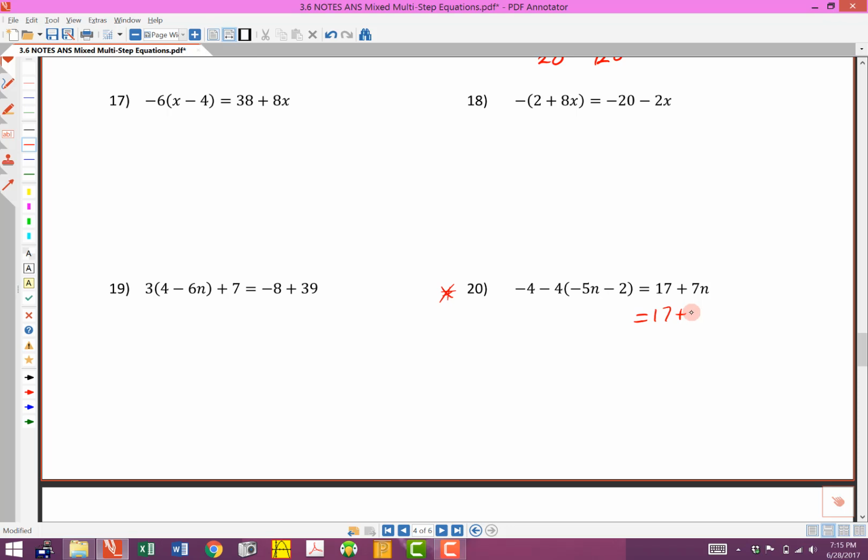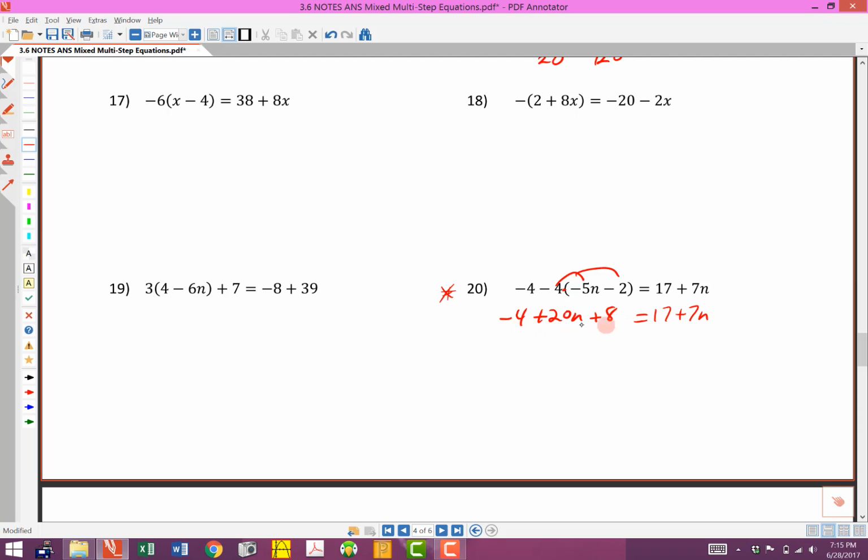We're just going to write 17 plus 7n. And then here, as much as you'd like to, again, the order of operations, we do not do this subtraction right here before we do this implied multiplication. So we've got to distribute through, so make sure you're careful there. So we've got negative 4, then this is going to be plus 20n, because a negative times a negative is a positive. 4 times 5 is 20, then we've got the n there. Negative 4 times negative 2, that's going to be positive 8.